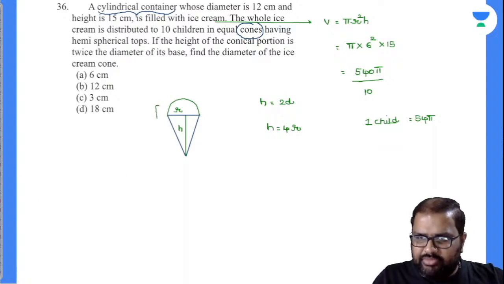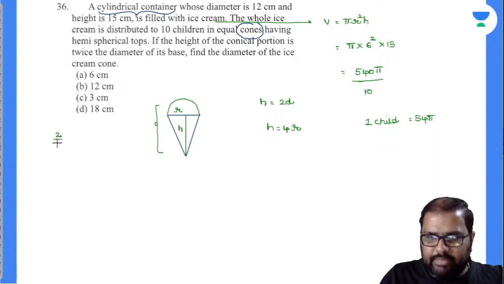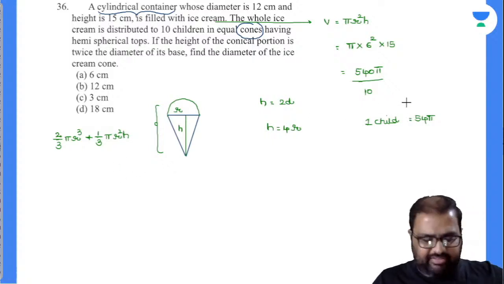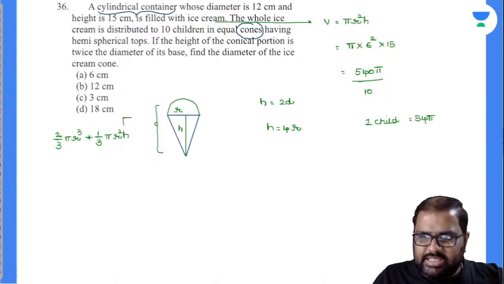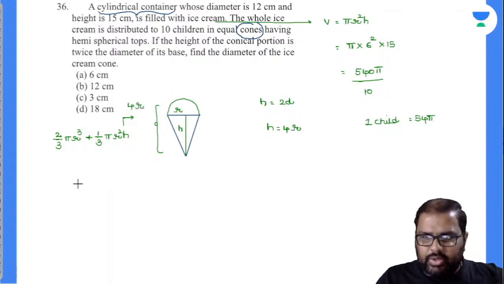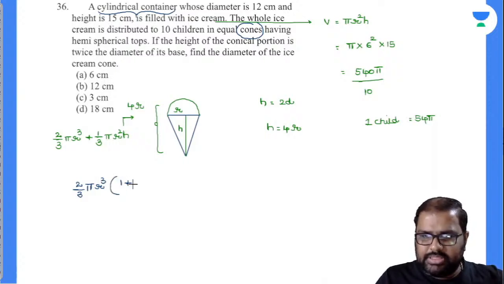So what is the volume of this ice cream cone? First of all, it is a hemisphere. Volume of the hemisphere is 2 by 3 pi r cube plus the volume of the cone, which is 1 by 3 pi r square h, which is nothing but equal to 54 pi. Now closely observe, in the place of h, can I substitute 4r? Yes, I can. So finally, what will be my value? I'll take 2 by 3 pi r cube as common. Everything can be taken; 1 will be left over. Here 2 will be left over, which is nothing but equal to 54 pi.